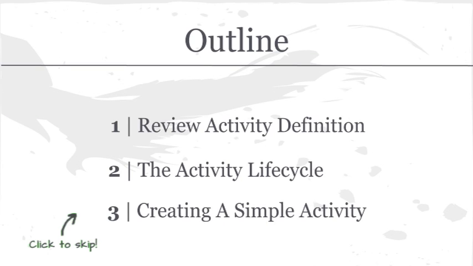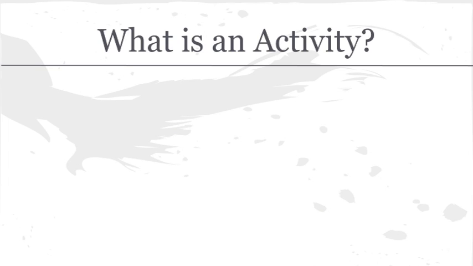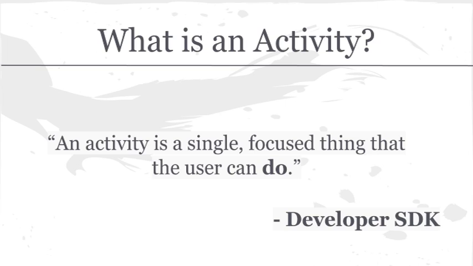So let's get started by first understanding what an activity is. Now if you go to developer.android.com, you're going to be presented with this definition here. An activity is a single focused thing that the user can do. And that is really the simplest definition we can get to, because the activity is going to be some sort of task that the user's working with currently. It's where we're interacting with the user to accomplish something.